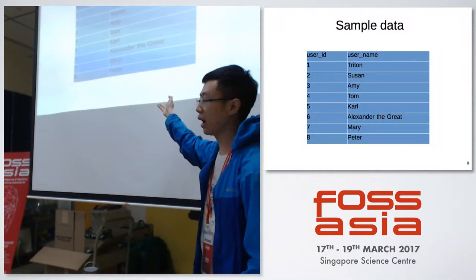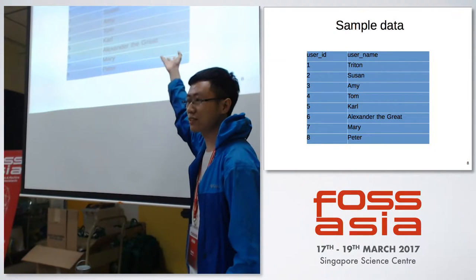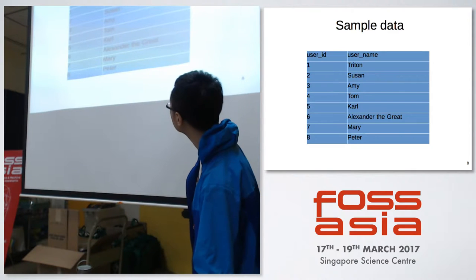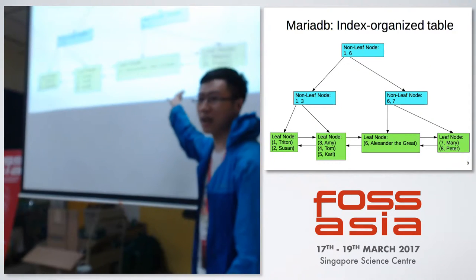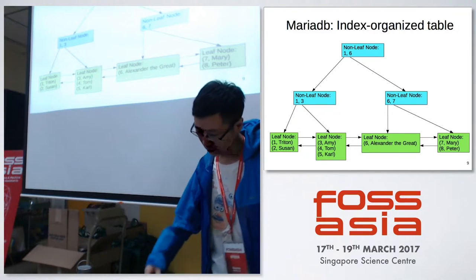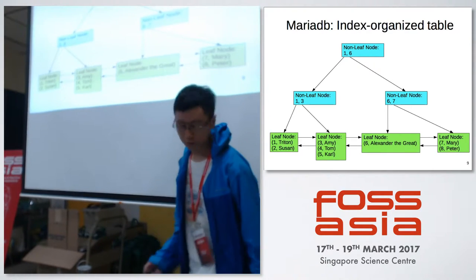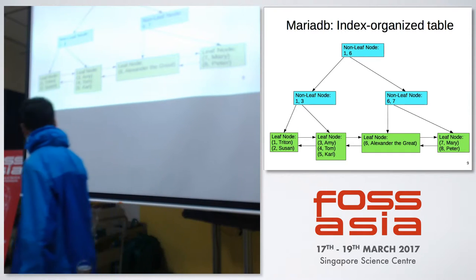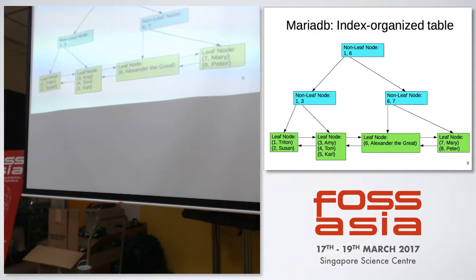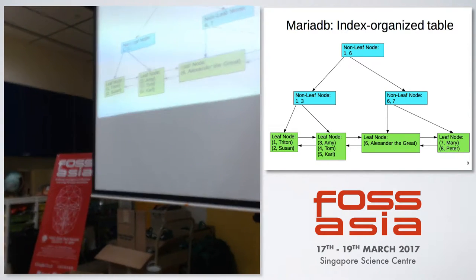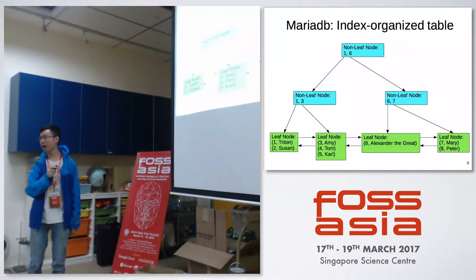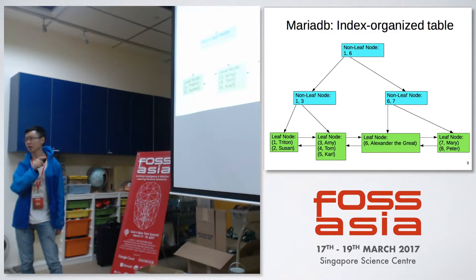Here is sample data, and you can imagine it's a user's table. Here is an example of MariaDB. The whole structure is a B+ tree. You can see that in the leaf node, the raw data is stored in an organized way: 1, 2, 3, 4, 5, in a very organized way. Here is how MariaDB stores the actual data.